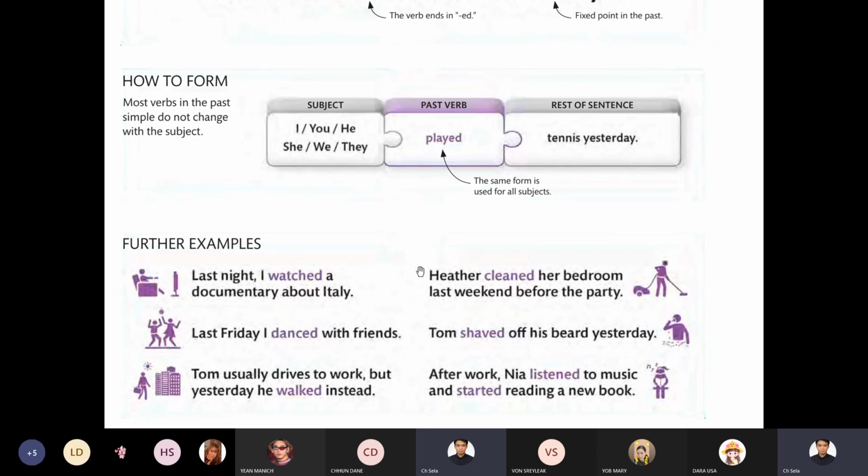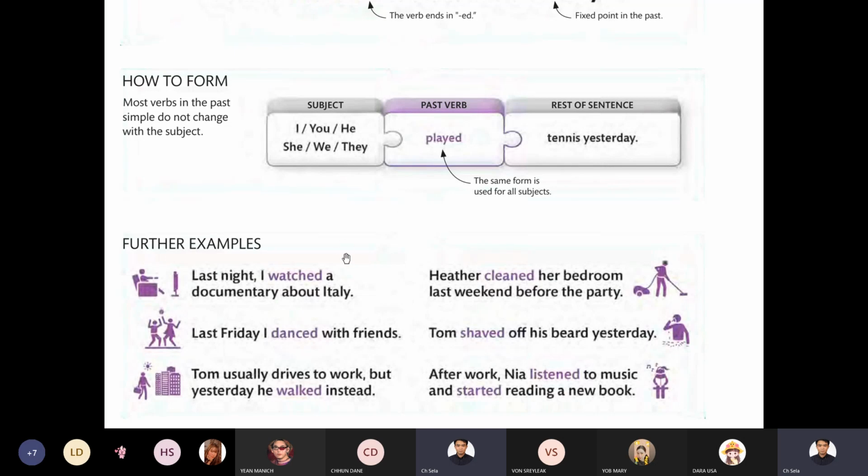Last night, I watched a documentary about Italy. Last Friday, I danced with friends. Tom usually drives to work, but yesterday he walked instead. Heather cleaned her bedroom last weekend before the party. Tom shelved off his bed yesterday. After work, Nia listened to music and started reading a notebook. So all the verbs here are all regular verb because they just add ed to form the past simple.